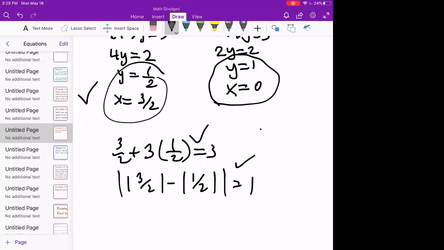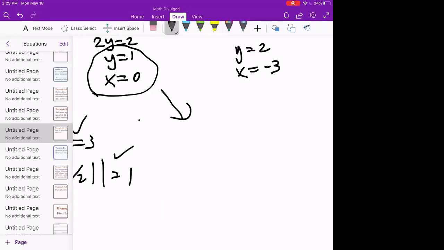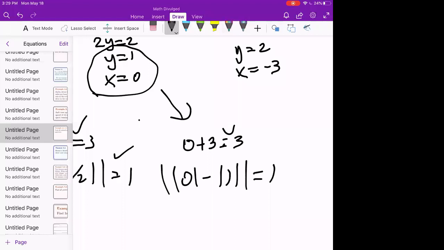We can try the same thing for y equals 1 and x equals 0 here. So we can say that 0 plus 3y is 3. That's right. We also plug into the second equation. We get that absolute value of 0 minus the absolute value of 1. The absolute value of this is equal to 1. So 0 minus 1 is just -1. You take the absolute value of that, and that gets us 1. So this is also correct.